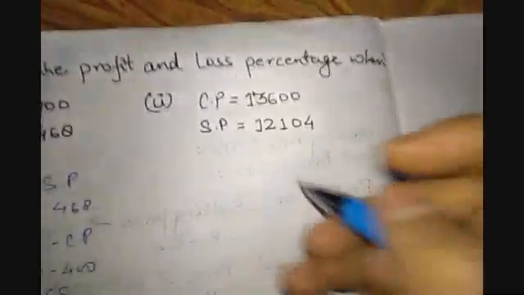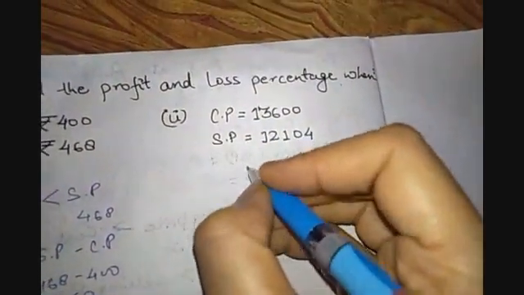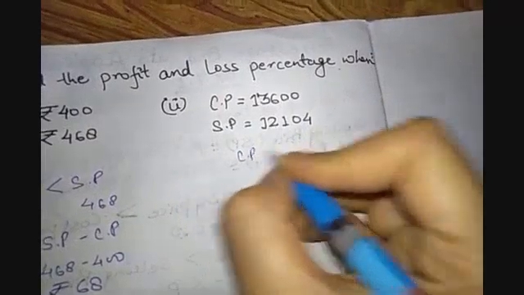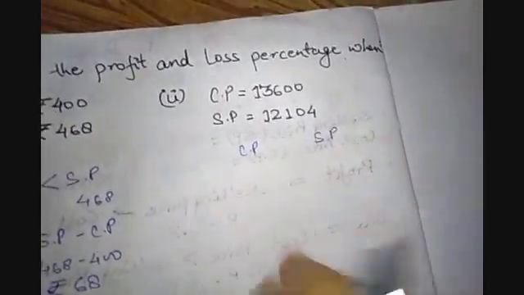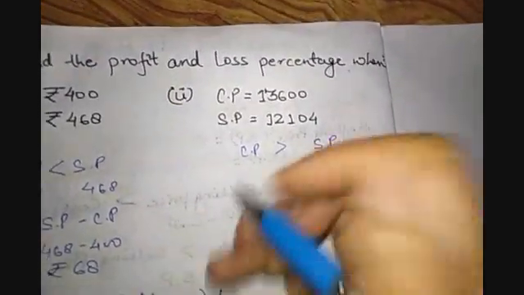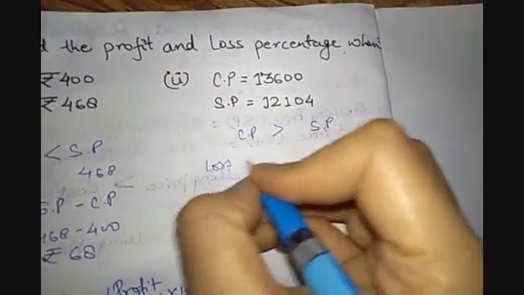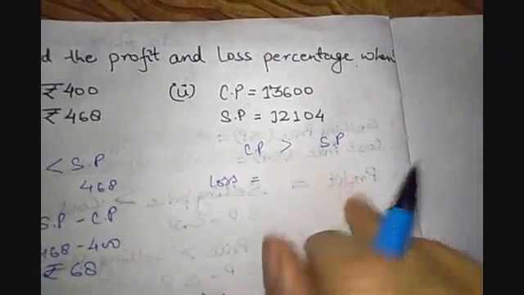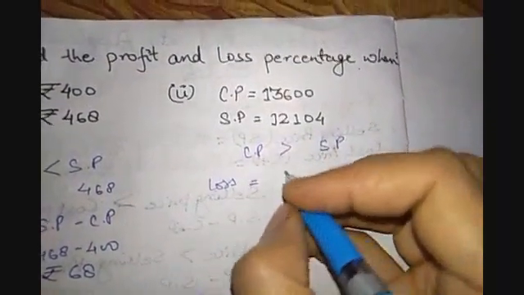Let's solve this one. Here, is CP greater or SP greater? We can easily see the cost price is greater. We all know whenever cost price is greater than selling price, then a loss will occur.